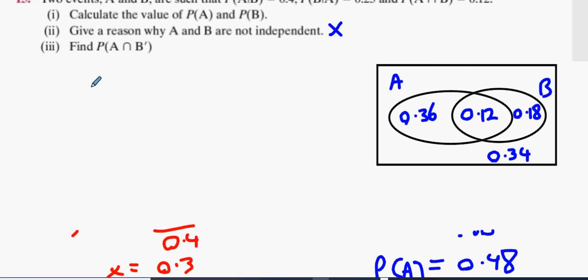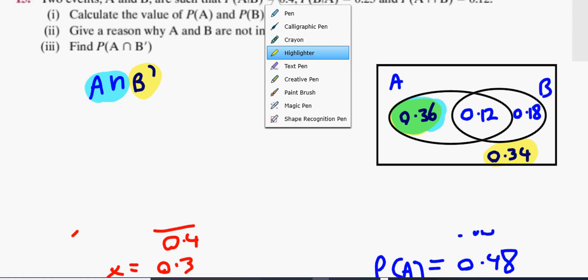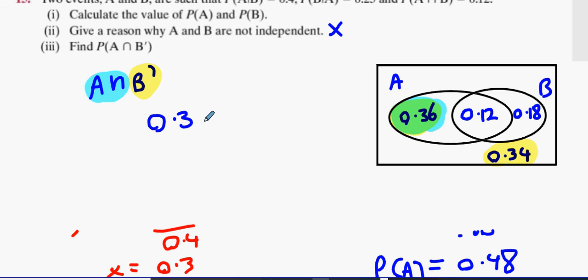Now, let's do some junior cert sets here, okay? What is A intersection B complement? Right. First of all, what does B complement mean? Everything that's outside of B. But also has to be inside of A. It's a fancy way of asking A only. What's A only? 0.36. Right, and we're done. Alright. Was that exercise okay? Happy days.